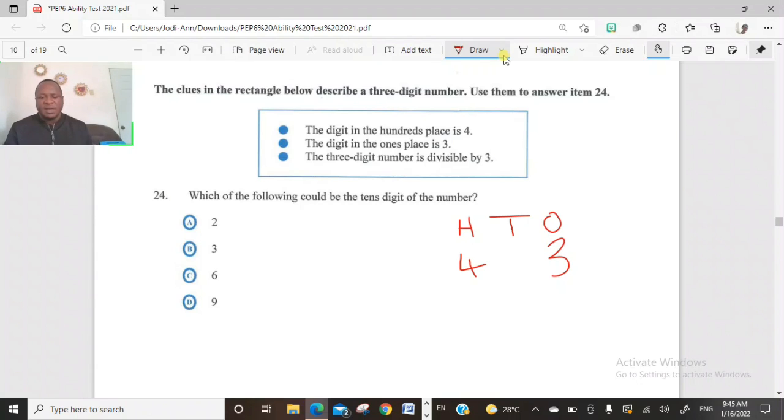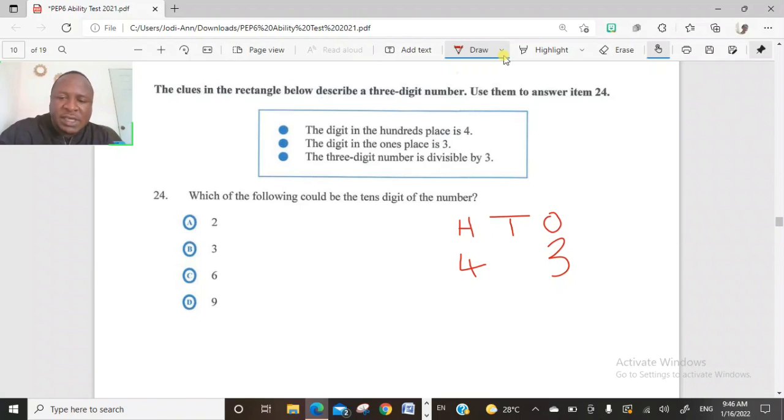All right, now the 3-digit number is divisible by 3. Now the question reads, which of the following could be the tens digit of the number? Now the rule states that if you have a 3-digit number, then for the last 2 digits, meaning the tens and the ones, those two numbers together must not be divisible by 3, especially when you have an even number in the hundreds place.